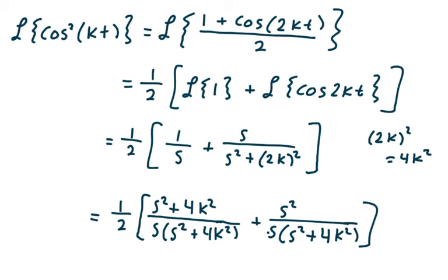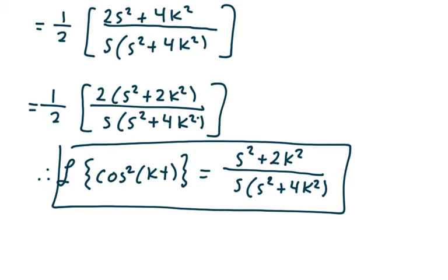Just common denominator stuff. Coming over here, and we just get to do some algebra. This is 1/2 the quantity, 2s squared plus 4k squared divided by s times s squared plus 4k squared. Factor out a 2 in the numerator, and you notice I get 1/2 the quantity, 2 times s squared plus 2k squared divided by s times s squared plus 4k squared. The 2's cancel, and I got another formula.